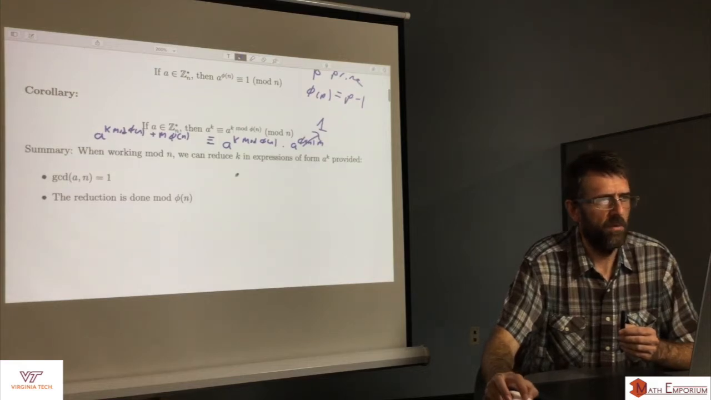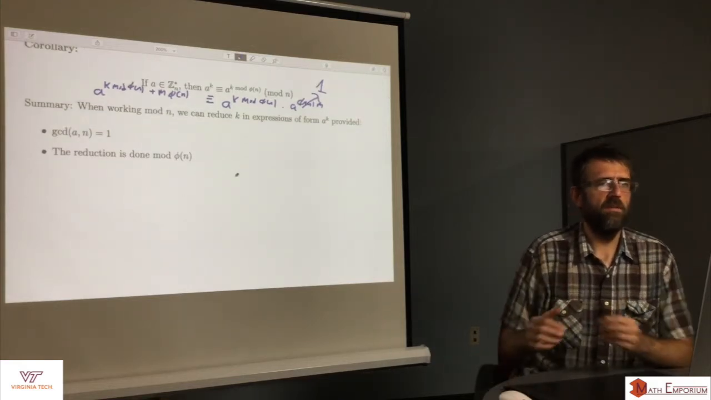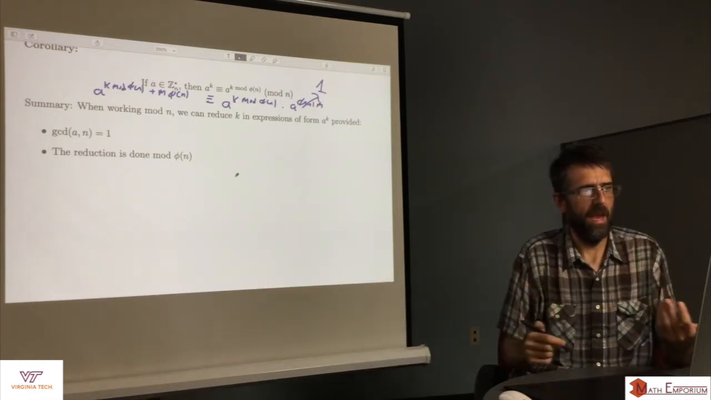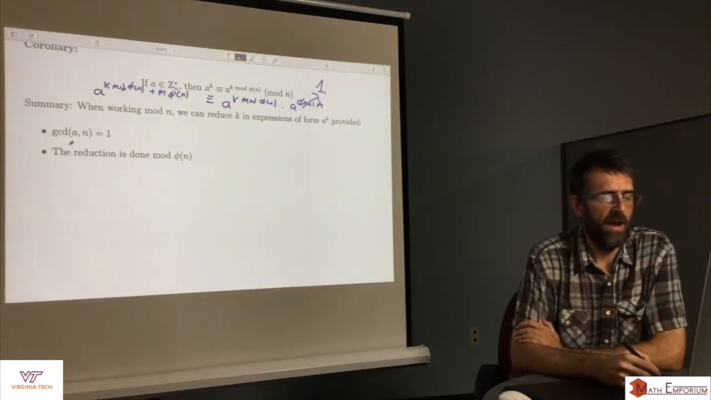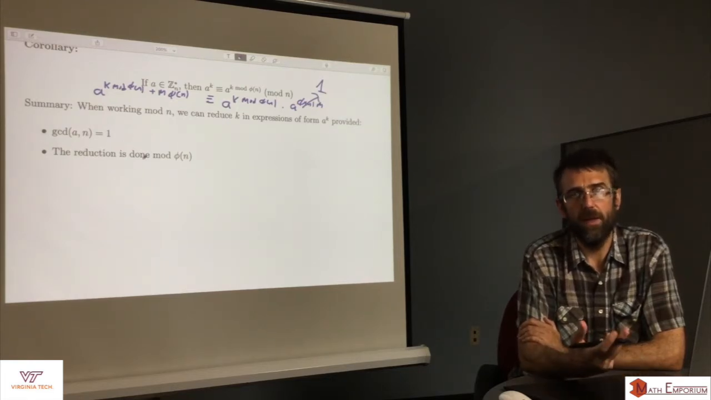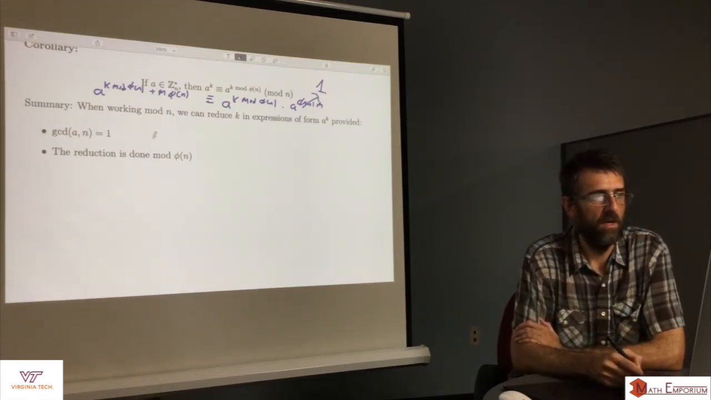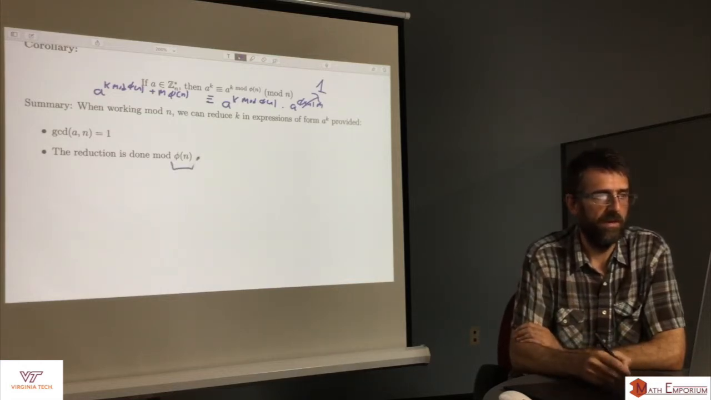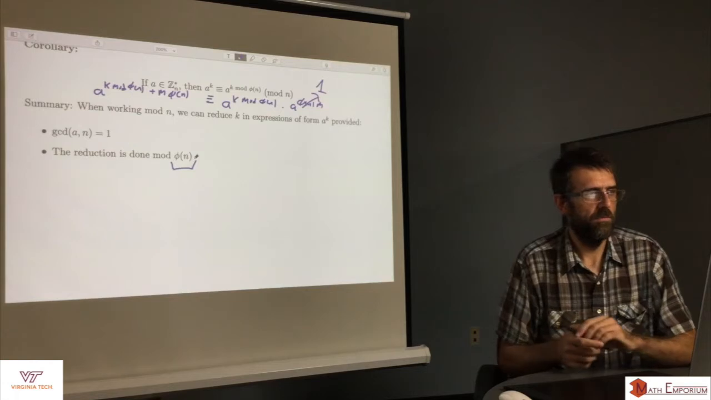All right, so again, we're working mod n. We can reduce the exponent in expressions of the form a to the k, provided that the base is invertible mod n. So we're actually working with something in that group, Z mod n star. And we do that reduction with respect to the proper modulus, namely phi of n.